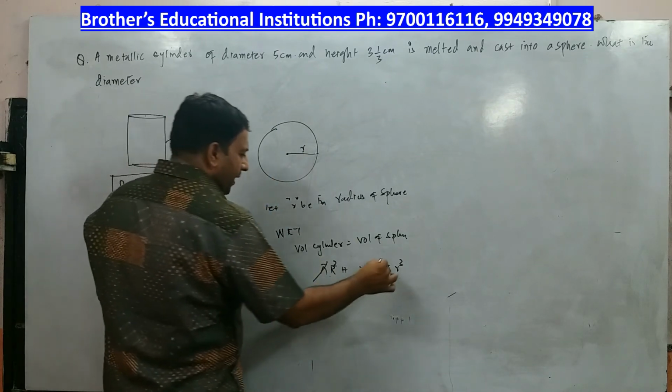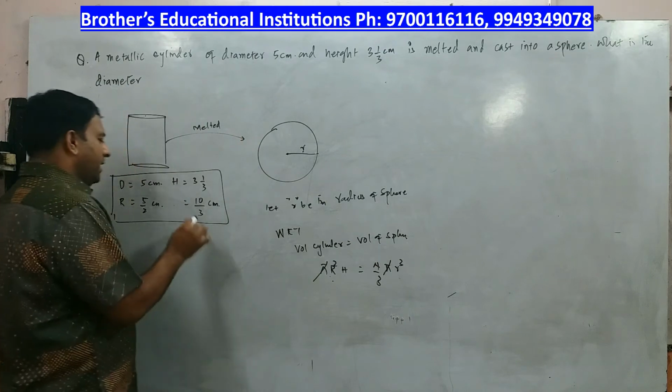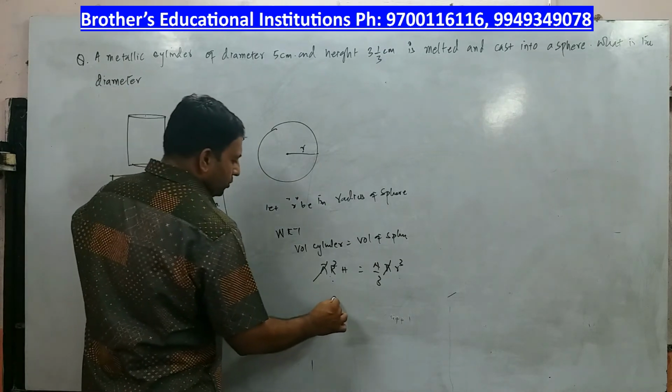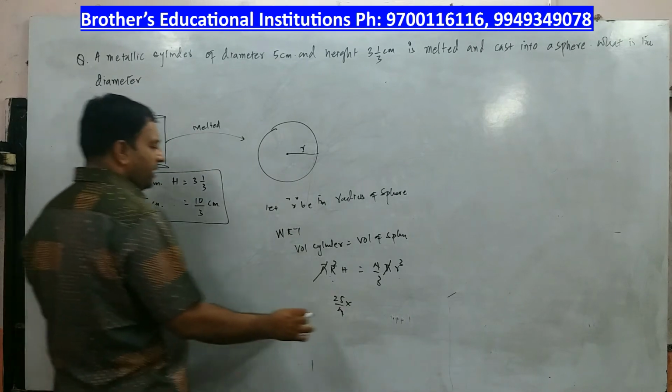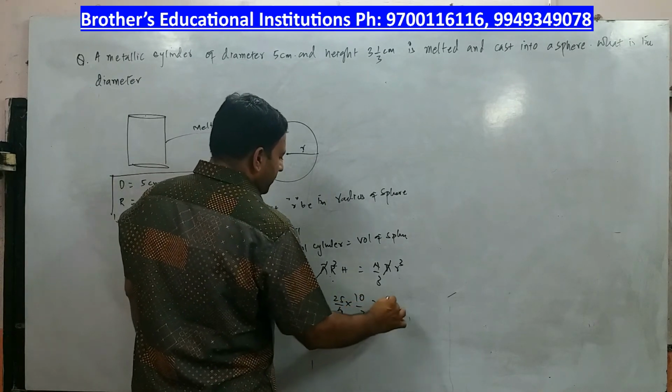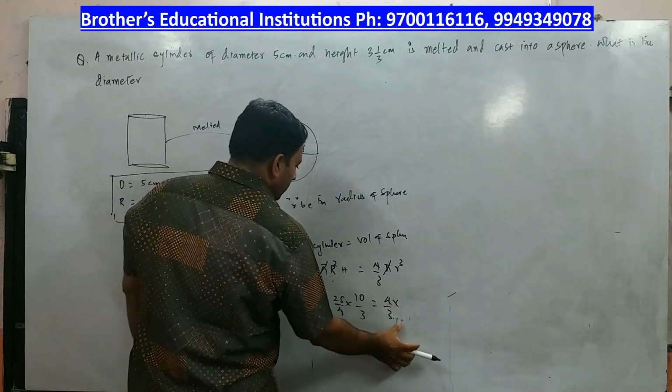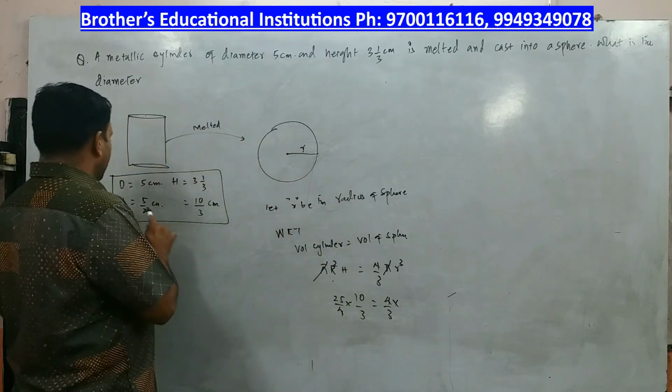Now pi and pi will get cancelled. What is the radius? Radius is 5 by 2. So 5 by 2 whole square is 25 by 4 into h. What is the h value here? 10 upon 3 is equal to 4 by 3 into R cube. What is R cube?